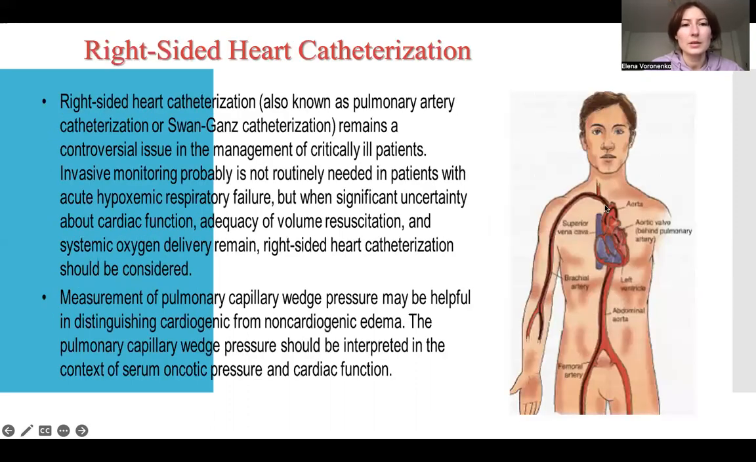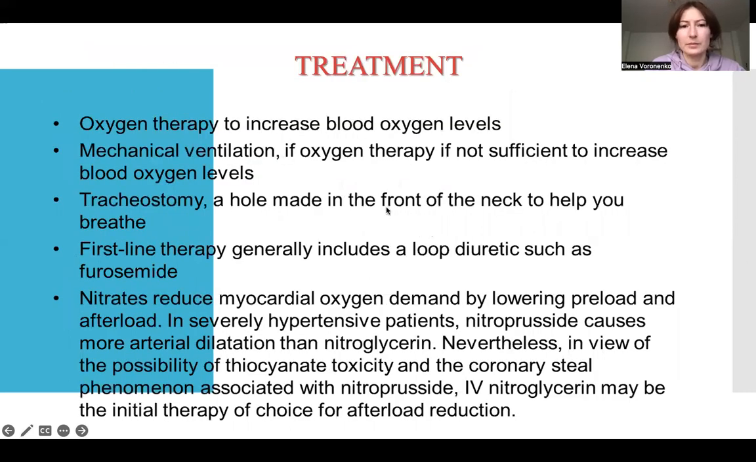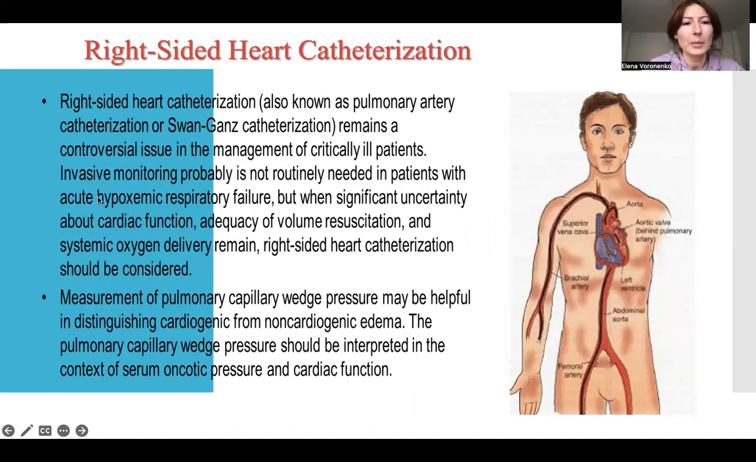Right-sided heart catheterization remains a controversial issue in the management of critically ill patients. Invasive monitoring probably is not routinely needed in patients with acute hypoxemic respiratory failure, but when significant uncertainty about cardiac function, adequacy of volume status, and systemic oxygen delivery remains, right-sided heart catheterization should be considered.